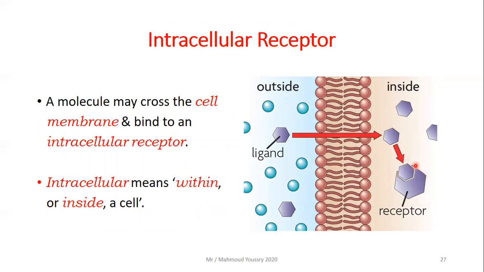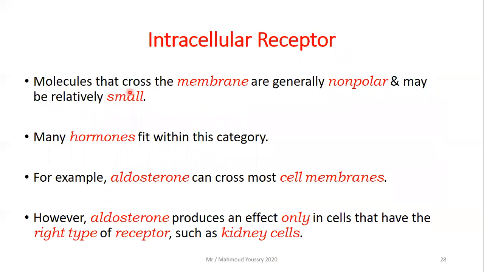As you can see from the picture, this is the receptor. The large one is the receptor, and this is the molecule that the receptor will bind to, and we give it the name ligand. A molecule may cross the cell membrane and bind to an intracellular receptor. We said that intra means within the cell. Molecules that cross the membrane are generally non-polar and may be relatively small. Many hormones fit in this category, so many hormones are non-polar and relatively small.